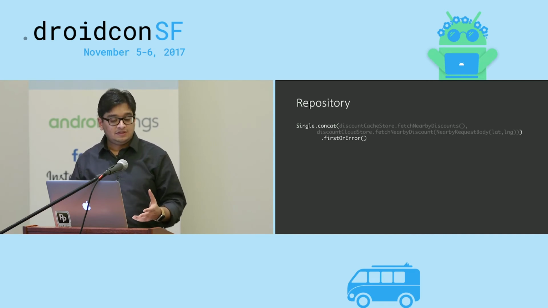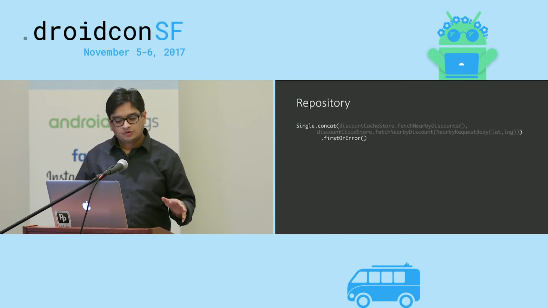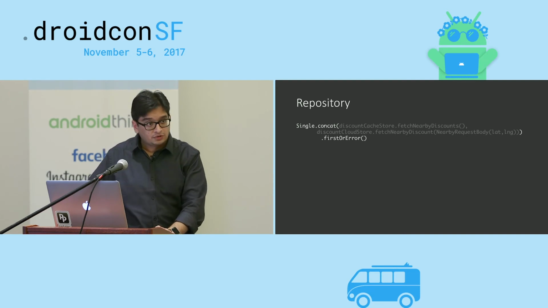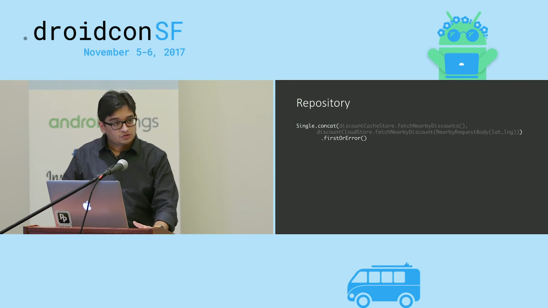This is so easy now, right? Like one operator and that's it. It goes to the cache store. If it finds the data, fair enough. It's not going to subscribe to the cloud store. If it doesn't find the cache store data, it's going to make the cloud store request and get the data. Just two lines.